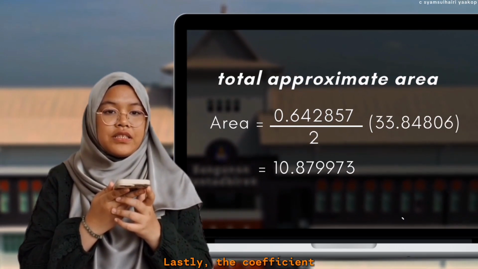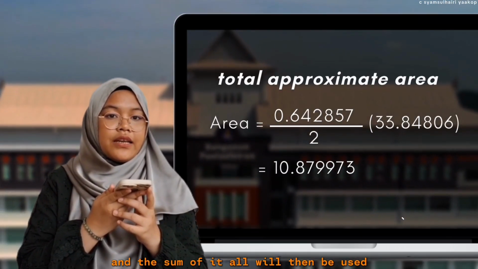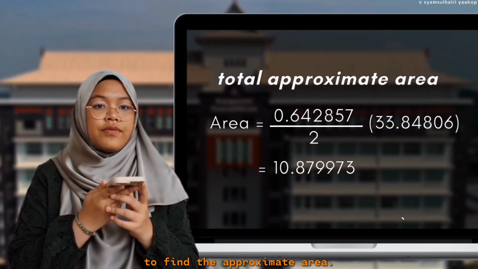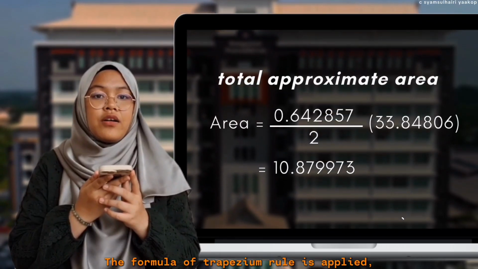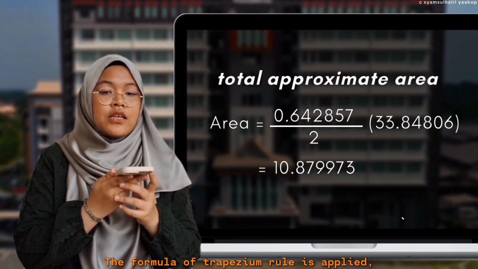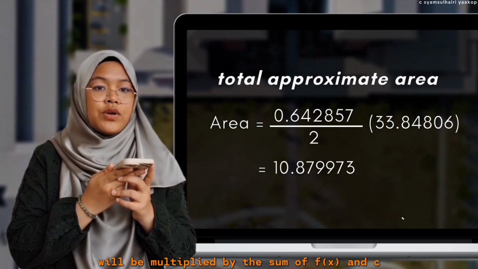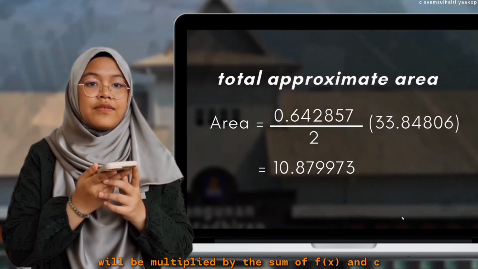Lastly, the coefficient and the fx values are multiplied, and the sum of it all will then be used to find the approximate area. The formula of the trapezium rule is applied, so the delta x will be divided by 2 and then multiplied by the sum of fx and c.